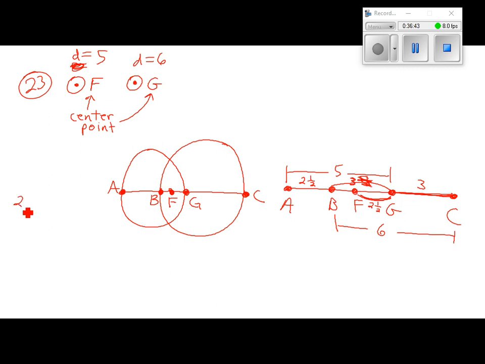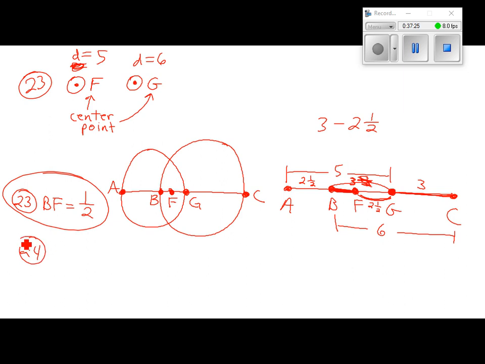Now, what did they ask us for in problem 23? BF. So we want the length of segment BF, B to F. That's this segment right here. The way we've got our pictures drawn here, half an inch. How'd you get a half? 3 minus 2.5. From here to here is how long? 3. From here to there is how long? 2.5. So all we do is take 3 minus 2.5, which is what? 1/2. So that's answer 23.